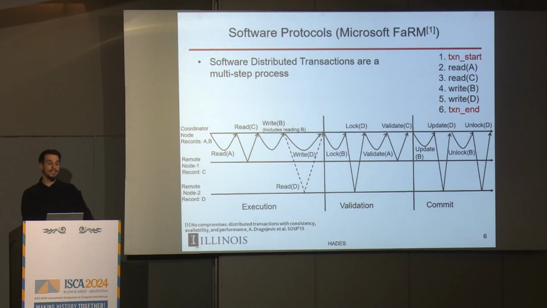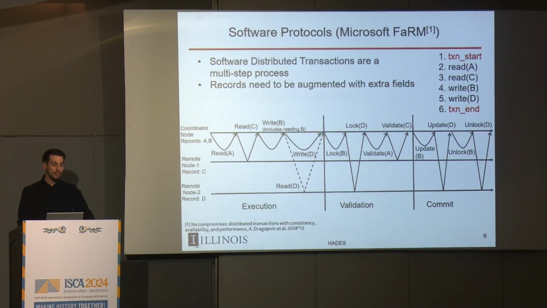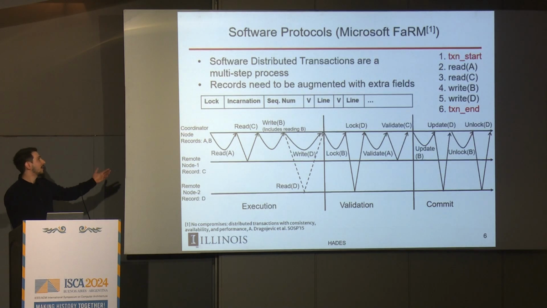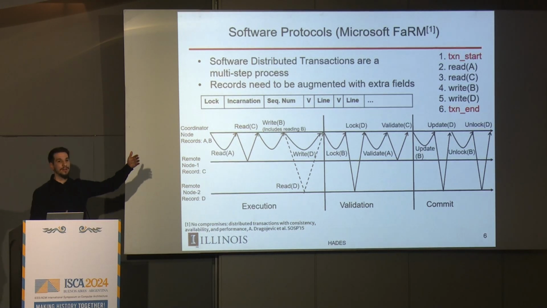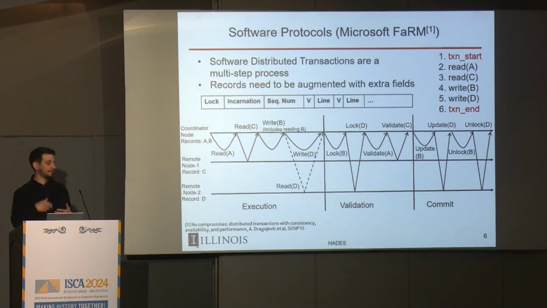So we see that software distributed transactions are a multi-step process, and records also need to be augmented with some extra fields. We need a field to be able to lock the record during the validation phase. We need a version number to be able to detect conflicts between transactions. And we need a version for every single cache line of the record, so we know that while we are reading, no other write is interfering with our read.